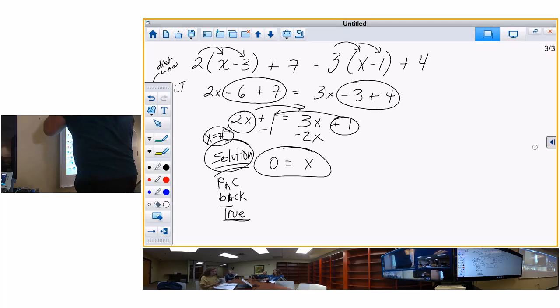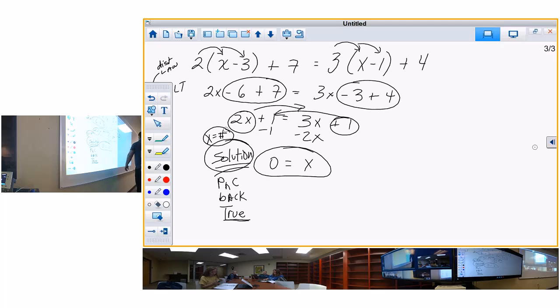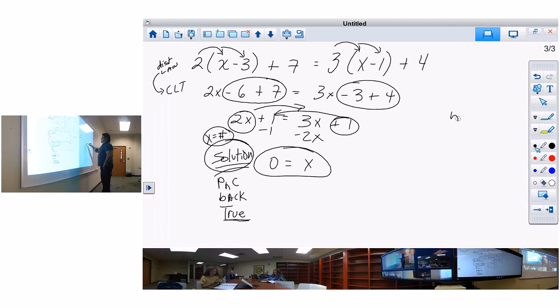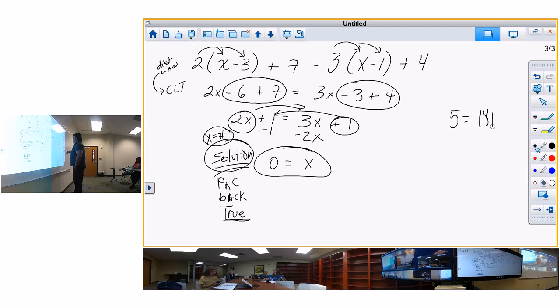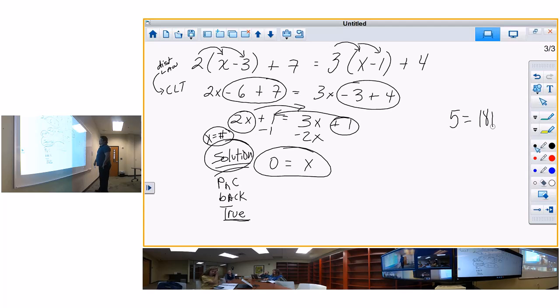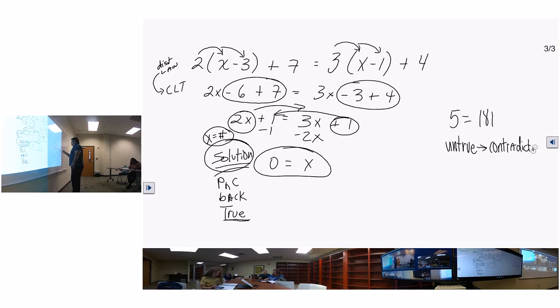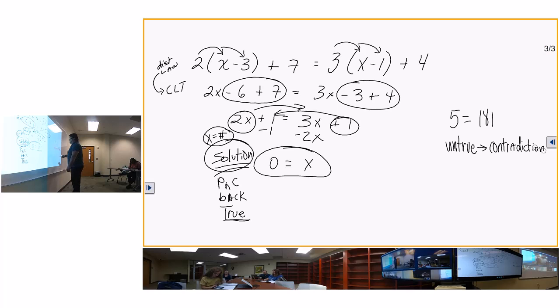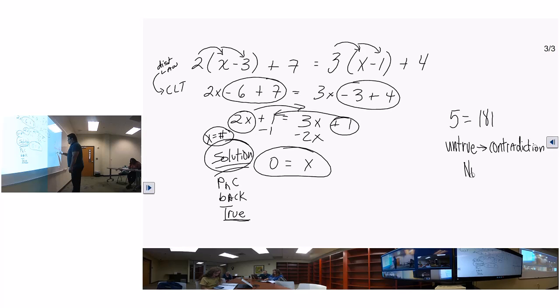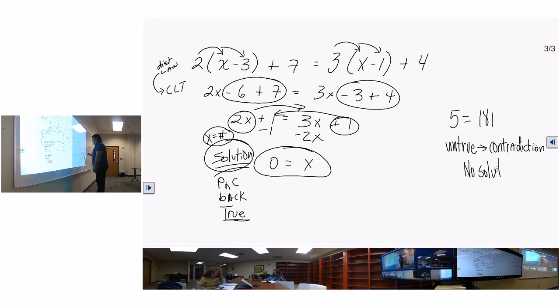All right? Well, what if x is not equal to a number? What if you get 5 is equal to 81? Well, one of two things is happening here. Can somebody guess one of them? One, you've done something wrong. Or this is an untrue statement. An untrue statement means that it's a contradiction. A contradiction means that you have no solution, meaning the problem cannot be solved.